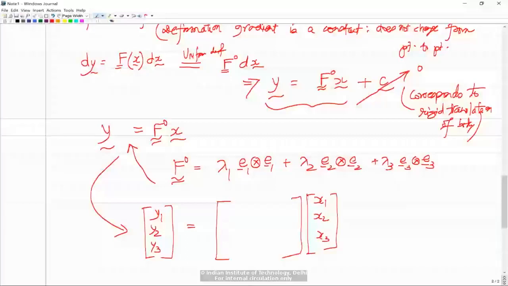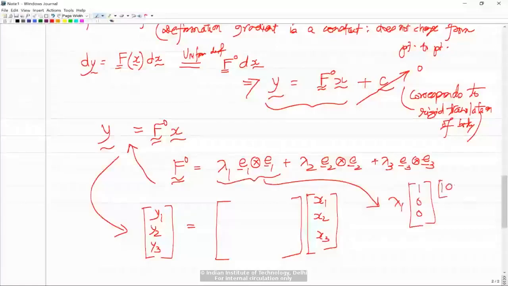Any idea? Identity, diagonal matrix. Yes, so it's going to look like a diagonal matrix. Because when you start writing in the matrix form, the first one is simply lambda 1 into e1, which is 1 0 0, times 1. The second one has to be transposed, right? You remember 1 0 0. So this is equivalent to lambda 1 0 0 0 0 0 0 0 0.